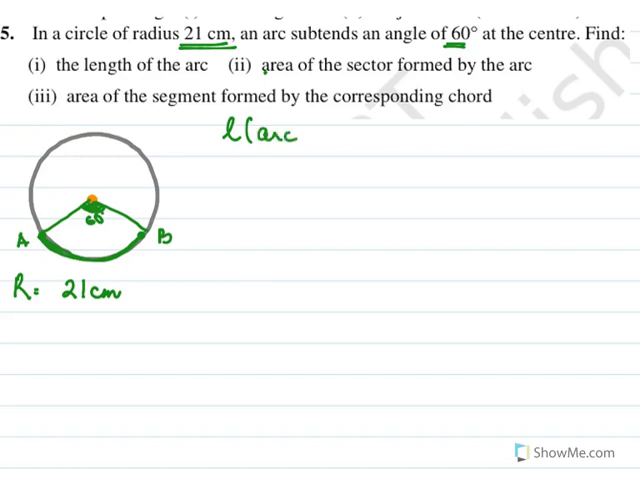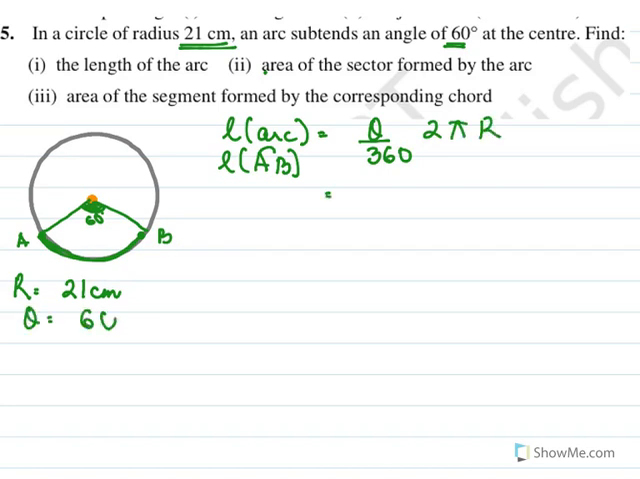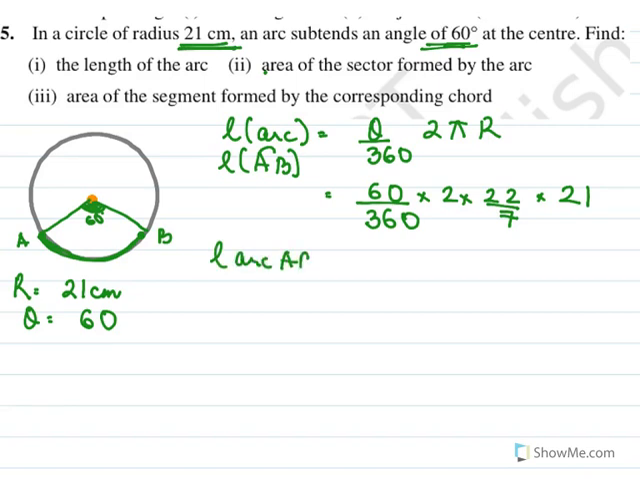Now, the formula for the length of the arc, in this case arc AB, is theta by 360 into 2 pi r. We know theta is given as 60, so we have 60 over 360 into 2 into 22 over 7, and the radius is 21. So the length of arc AB, when you calculate this, will be 22 centimeter.